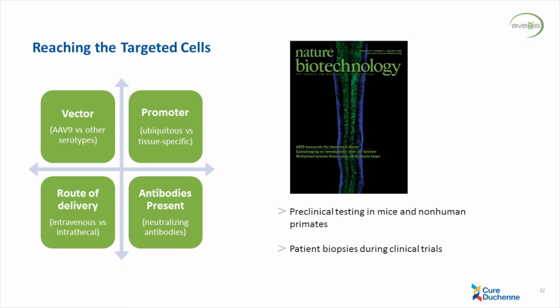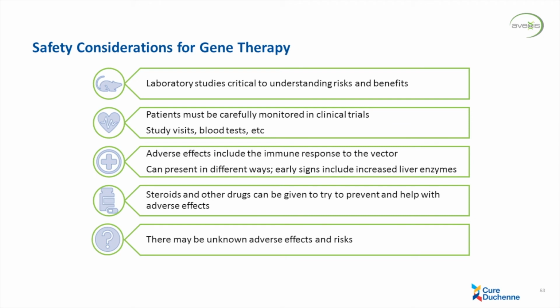Another important part of getting to the targeted cells is antibodies. Our bodies have antibodies against viruses, and these viruses are naturally occurring. So that's another issue we have to look for, if patients already have antibodies, and how to help them still maybe get access to gene therapy. We also want to look at the antibodies that are produced as a result of being exposed to this virus. And safety is very, very important.